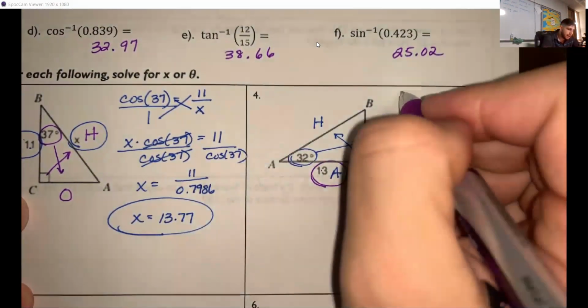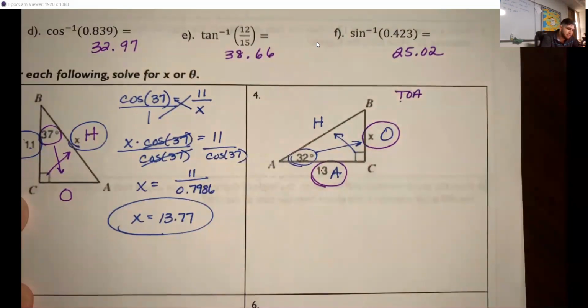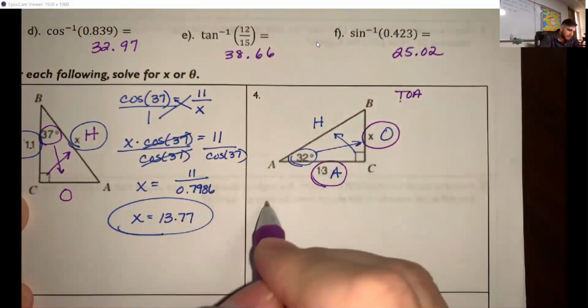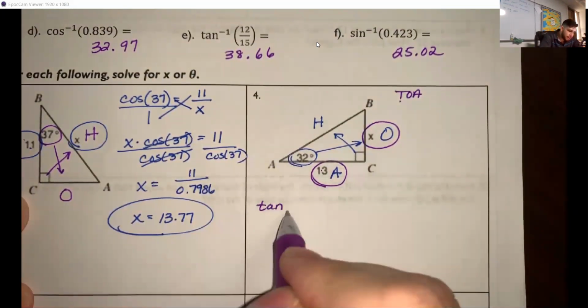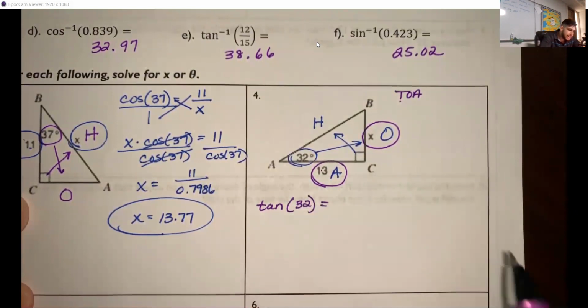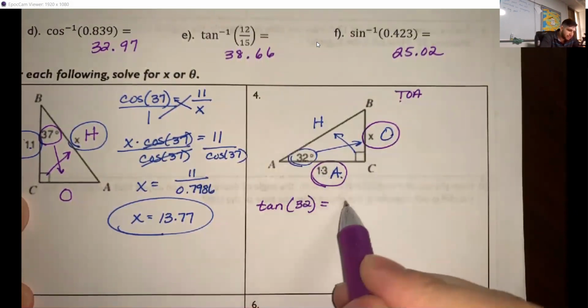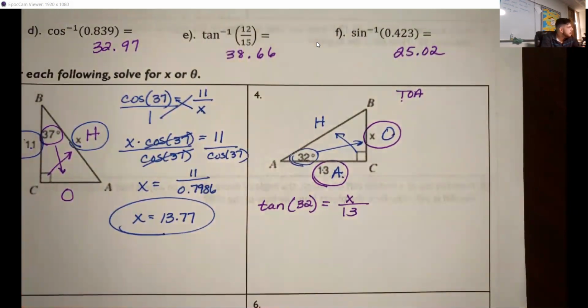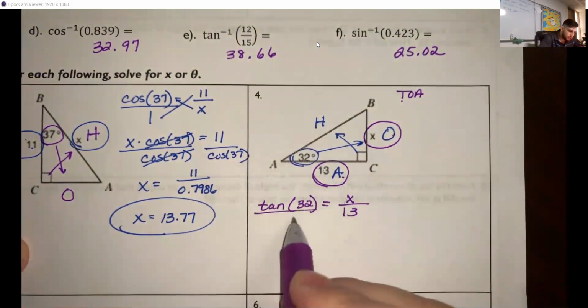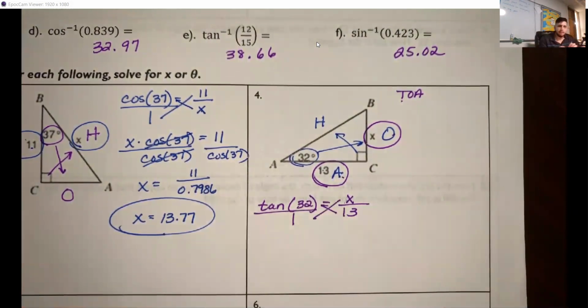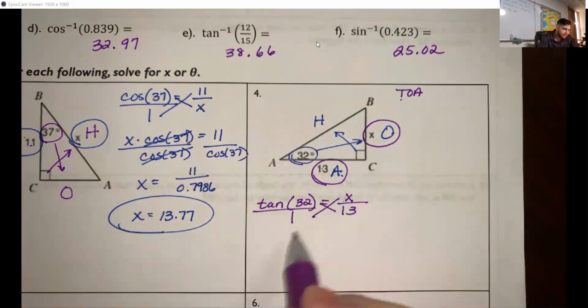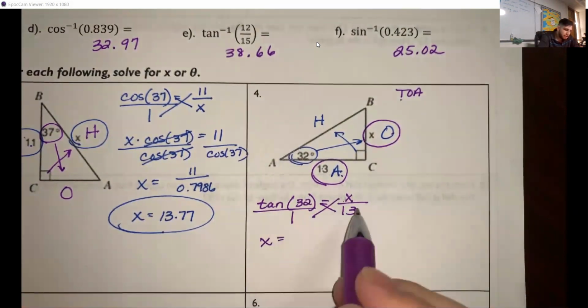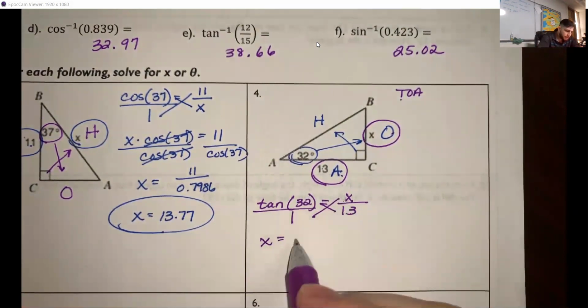That's TOA, right? We're going to use tangent for this problem. All right. So I'm going to do tangent of 32 degrees, and that's equal to opposite over adjacent, x divided by 13. This is one of the nicer ones. Right? So again, just like what we always do, we're going to put this over 1, cross multiply. So x times 1 is just going to be x. 13 times tangent of 32.